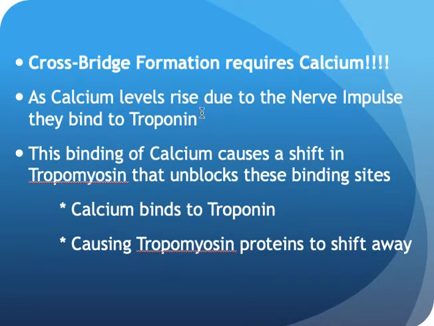So that release of calcium from the sarcoplasmic reticulum is going to bind troponin, and this binding of calcium is going to cause a shift in the tropomyosin, because remember the troponin was the binding site, and the tropomyosin was the part blocking the binding sites. So this release of calcium binds troponin, causes a shift in the tropomyosin, and this unblocks all the binding sites on those actin filaments. So it's really important to remember why that release of calcium from the sarcoplasmic reticulum matters: it's going to unblock those binding sites for those myosin heads.